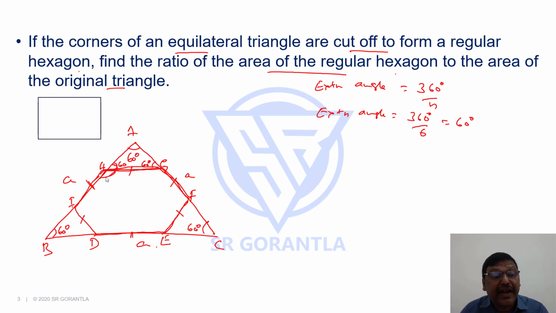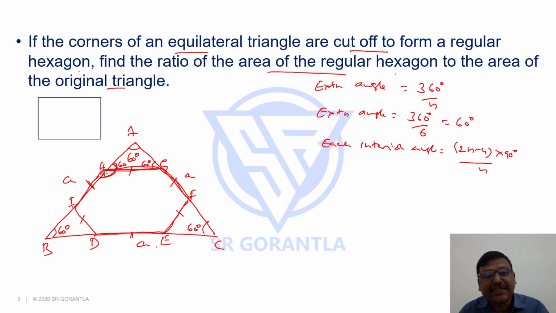Or you can find the internal angle. Internal angle of a regular hexagon is 120. Again you have a formula. What is each interior angle of a regular hexagon? Each interior angle equals (2n minus 4) into 90 by n, and here n is 6. If you apply this, you get each interior angle is 120, each external angle is 60.